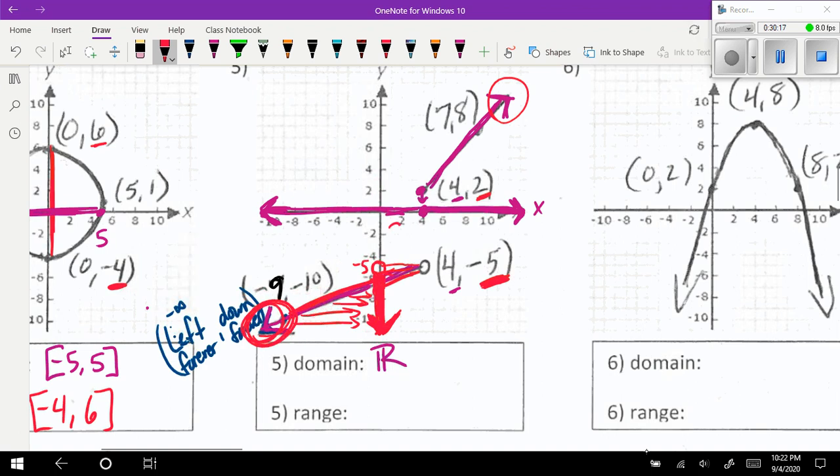There is a big gap here though. I don't have Y values in between the -5 and the 2. So at the point 4, 2, I'm going to take this 2 and I'm going to bring this over and I'm going to read that 2. Solid, solid 2. All of these points come over. My arrow comes over, and my arrow becomes an up arrow.